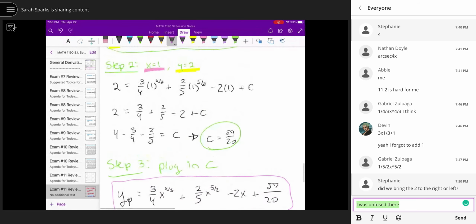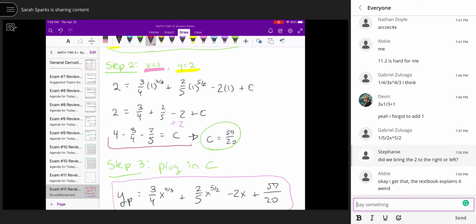We brought the 2 to the left, right? We added 2 to both sides. And subtract. I think the other day in the other session, I had this exact same thing, but I rewrote c first.